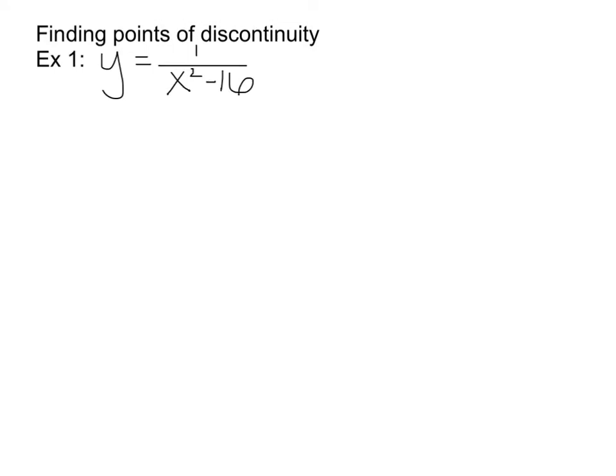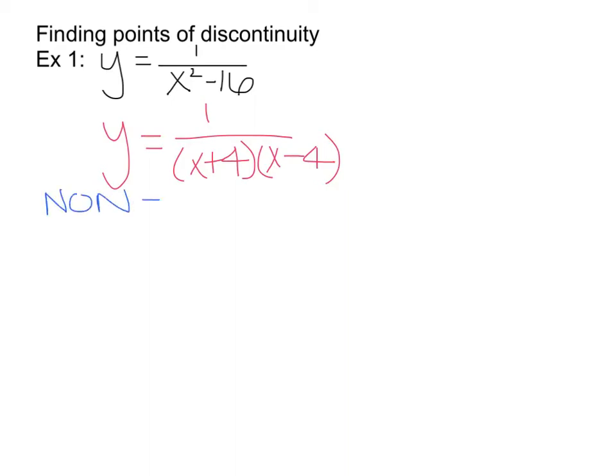Let's look at our first example of finding points of discontinuity. So I give you y equals 1 over x squared minus 16. So you're always going to try to factor this problem. So y equals 1 over x plus 4 and x minus 4. So since nothing cancels out, this is going to be a non-removable point of discontinuity.